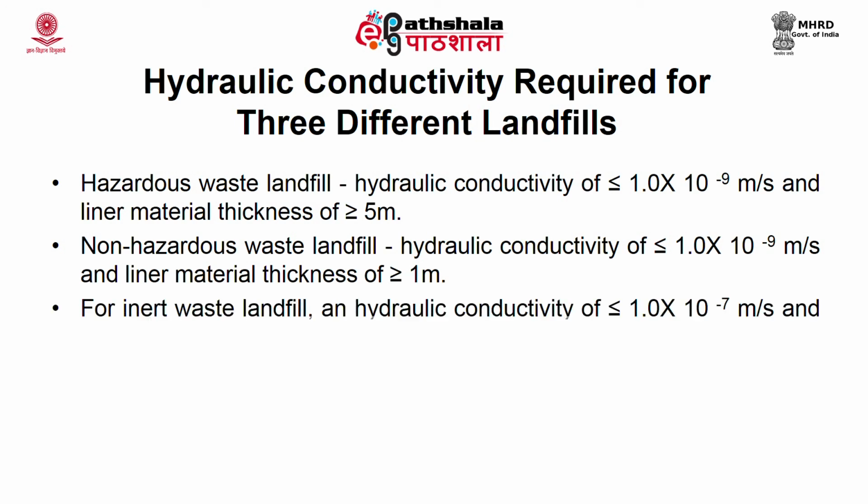Similarly, for inert waste landfill sites, a hydraulic conductivity of less than or equal to 1 into 10 to the power of minus 7 meter per second is sufficient, and a liner material of thickness greater than 1 meter will do for the inert waste material. Among these values, the hazardous waste will have the lowest hydraulic conductivity when compared to the non-hazardous waste, and inert waste will be a little higher.